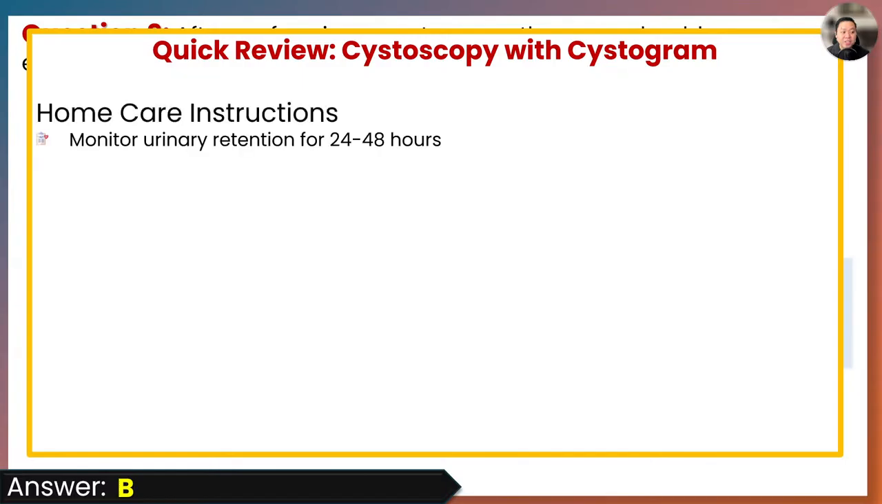Now, very important here is to make sure that the client understands their care at home. So we need to teach them about monitoring their urinary retention for the duration of 24 to 48 hours. This is very critical. We need to make sure that they understand to watch for any signs of bleeding. Again, appearance of clots is abnormal. This should be reported right away. If they see that they have pink urine color, that is expected. They should not be worried about it.